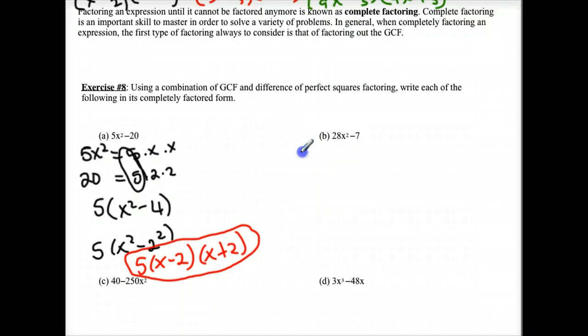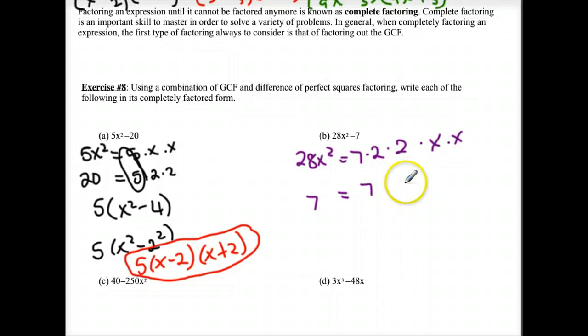Okay, so again, exercise letter B, 28x squared and 7. What I want to do is 7 times 2 times 2 times x squared, and this is 7. What am I left with? They have a 7 in common, so I take the 7 out and I'm left with 4x squared minus 1. Remember, when nothing is left over, it's 1.